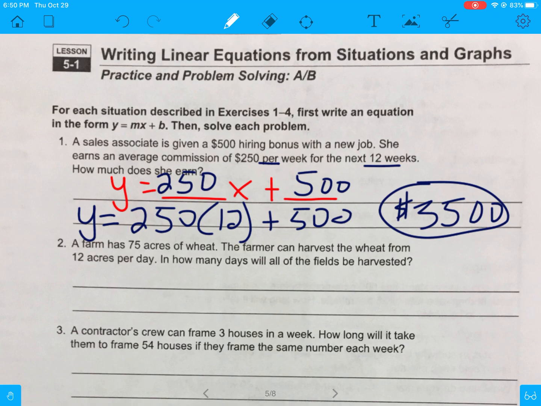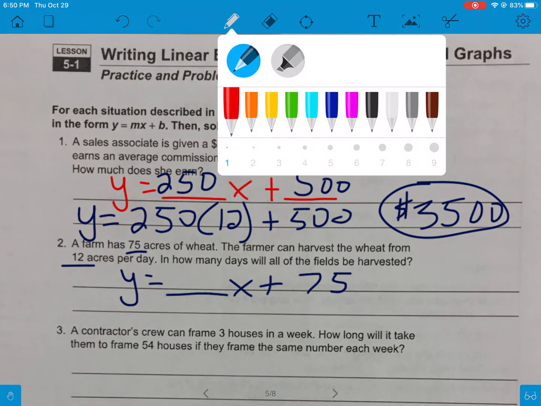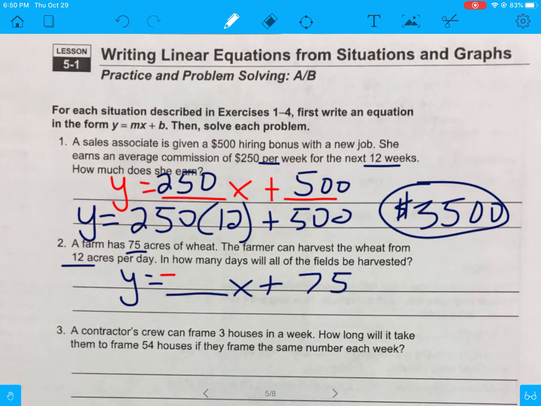A farm has 75 acres of wheat. The farmer can harvest the wheat from 12 acres per day. In how many days will all of the fields be harvested? So when you have 0 left. So they start off with 75. That's your initial value. And then it's harvested at 12 acres per day. So here you're going to put a minus 12.